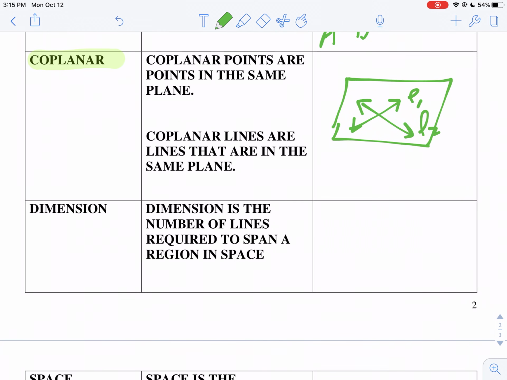Okay, dimension. When we talk about dimension, basically we want to know how tall, how wide, how deep, okay, how big. That's what we are talking about. Okay, but the formal definition is the dimension is the number of lines required to span a region in space. Okay. But again, just how big, how tall, how deep, how long. Usually I just say, okay, what are the dimensions of a rectangle? Okay, so you need to know how wide it is. You need to know how long it is. Okay.